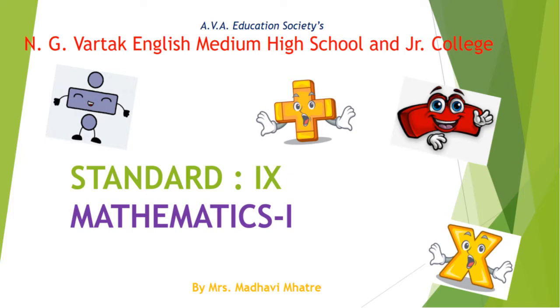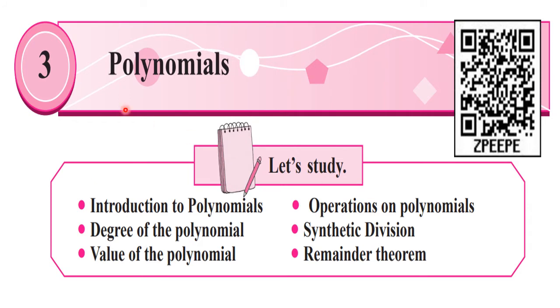We are studying chapter number 3, Polynomials. In this chapter, we have completed the topics Introduction to Polynomial, Degree of the Polynomial. Then we have seen operations on polynomials and synthetic division. Now we are moving towards a new topic, that is value of the polynomial. And then we will see remainder theorem and factor theorem related to this remainder theorem only. Okay, so let us start with the topic value of the polynomial.